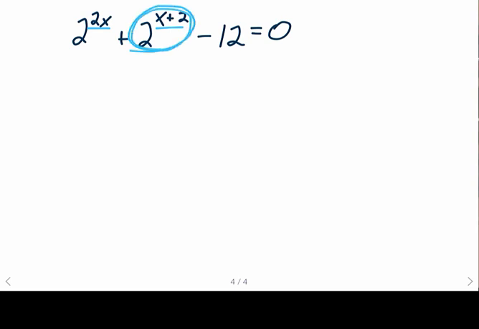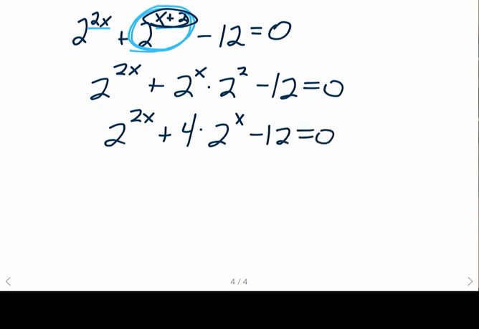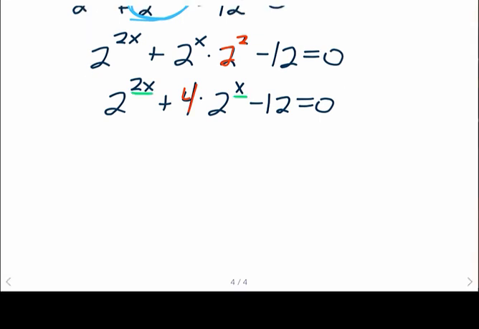This equation can be rewritten as 2 to the 2x plus 2 to the x times 2 to the 2 minus 12 is equal to 0, right? When you're adding exponents, you're multiplying results, right? This now gets rewritten as 2 to the 2x plus 4 times 2 to the x minus 12 is equal to 0, right? So I turned 2 squared into a 4. And on that note, now 4 is a factor of the second term.